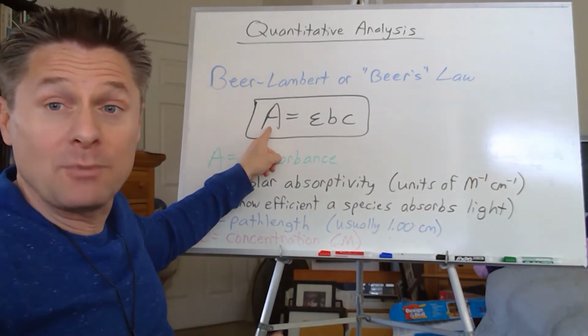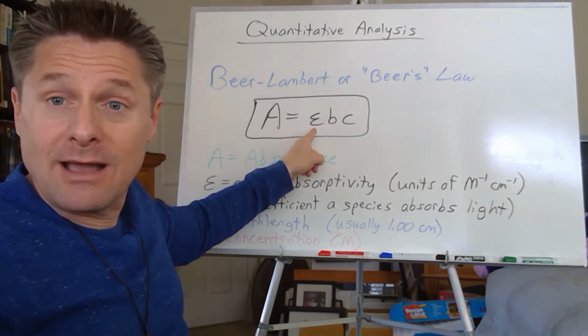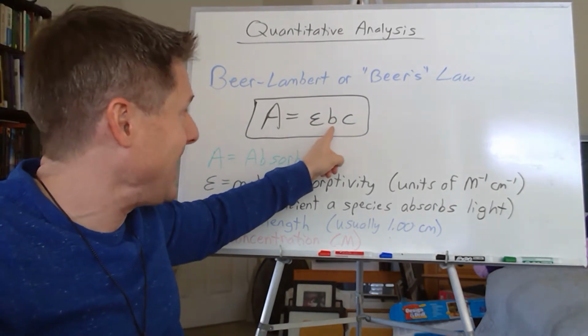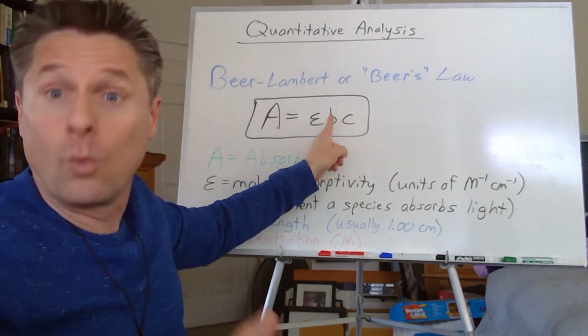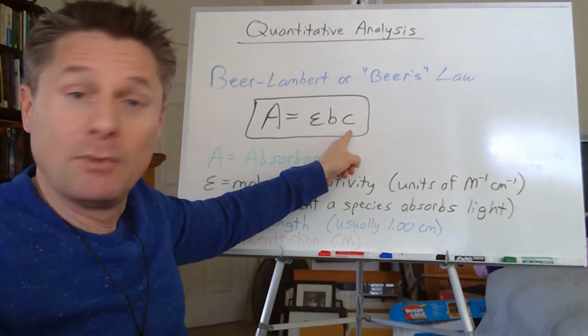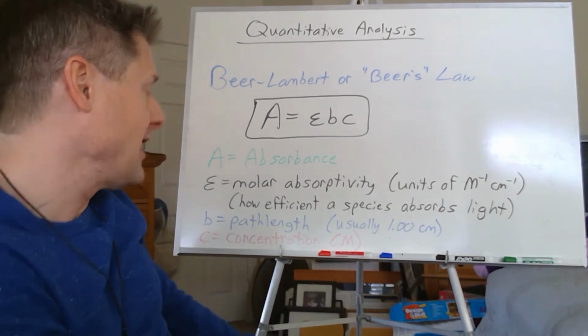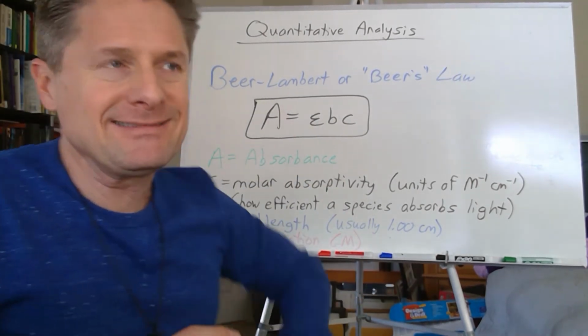Remember, absorption has no units. So this constant, this molar absorptivity, has to cancel out the units of the path length and the concentration. So it has to be inverse centimeter, or whatever length you're using, and inverse molarity, or whatever concentration you're using at the time. So what is this proportionality constant?